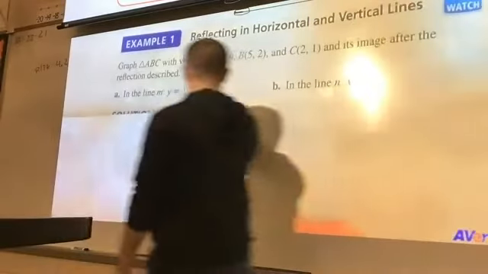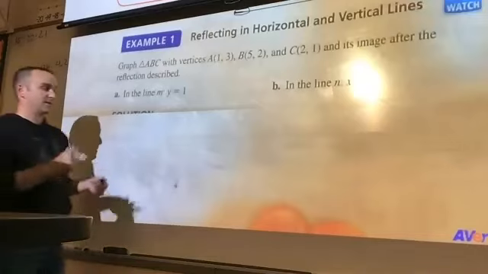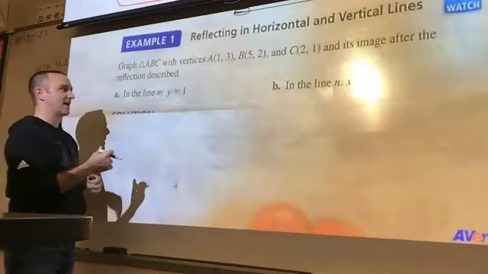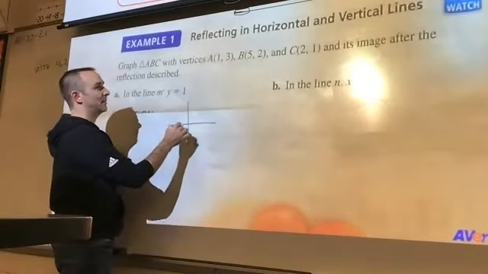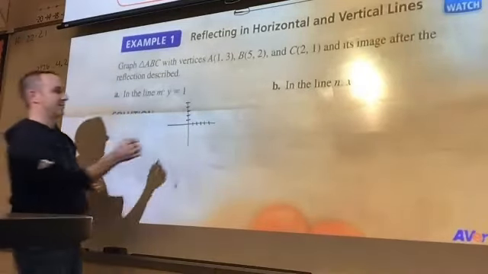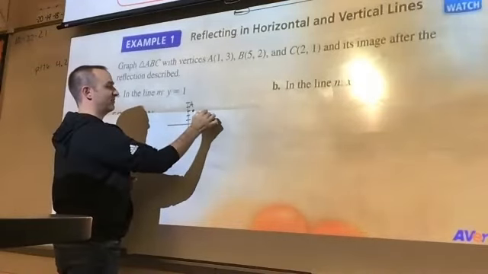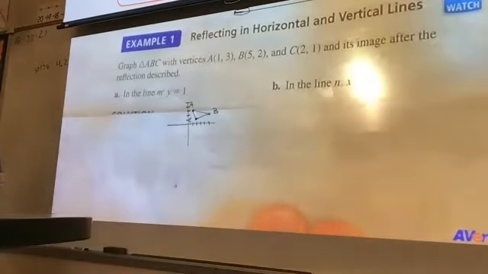So they give us the original 3 points. It tells us that we are going to reflect this over the line y is equal to 1. So what we could do is graph it out to visualize it, so we can see exactly what's going on when we reflect over this line. So if I go to create my graph: 1, 3 is A, 5, 2 is B, 2, 1 is C. So there's our triangle.